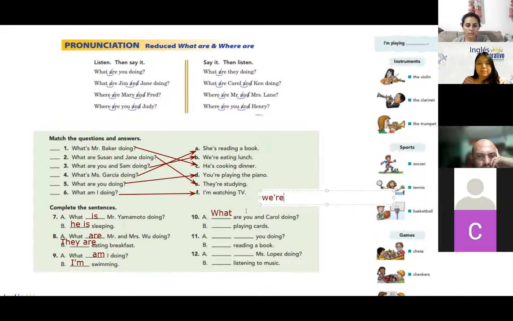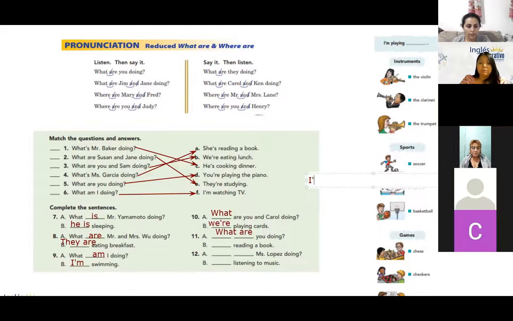Excellent. 11. What are you doing? And letter B, the answer? I'm reading a book. Perfect. Contractions. Excellent. And the last one, 12. What is Miss Lopez doing? She is listening to music. So you see? Easy. Piece of cake.